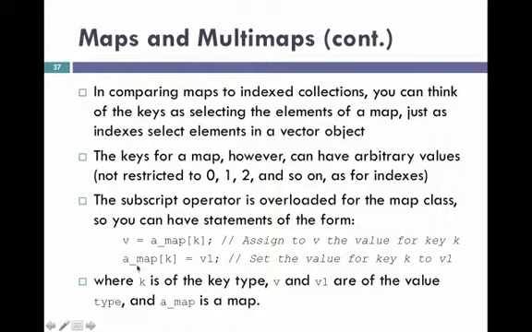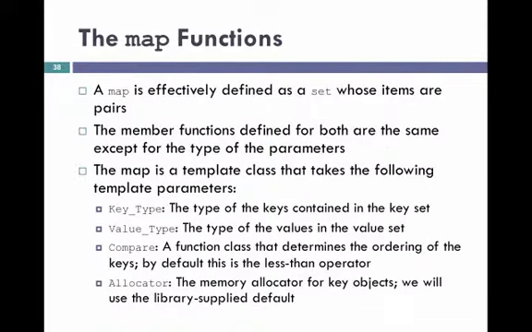And this assignment statement sets the value for the key K to be associated with the value V1. Okay, now K is the key type, and V and V1 are the value type. And the variable, a map, is of type map. A map is effectively defined as a set whose items are pairs. And the member functions for both are the same except for the type of the parameters.